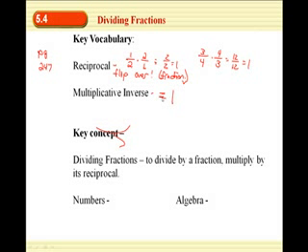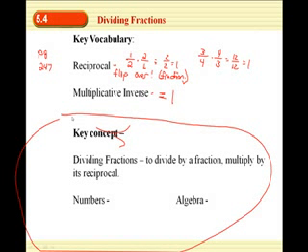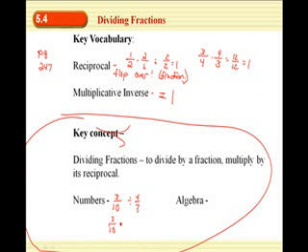3/10 divided by 4/7. So you're writing all of this right here. Okay? 3/10 divided by 4/7. So what you do, the first fraction stays the same, so you leave that alone. You change the division sign to a multiplication sign, and you take the reciprocal of the second fraction, and then you just multiply. 21/40. That's your answer.